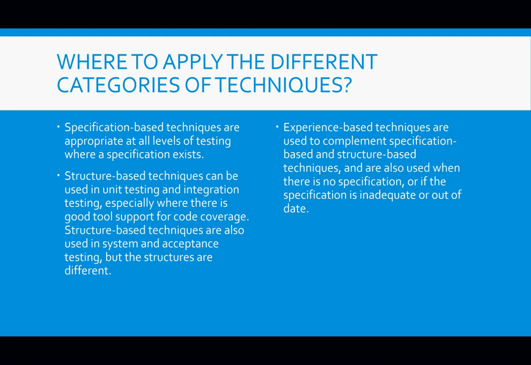So that is how you can apply the different categories of these techniques, and select the right one to use at any particular time. When you start to test, you need to know what approach you want to use. If you have a specification, a document, then you need to use specification-based. If there's no document, then you might use experience. If you have access to the code and you can see the code, then structure-based techniques are appropriate.